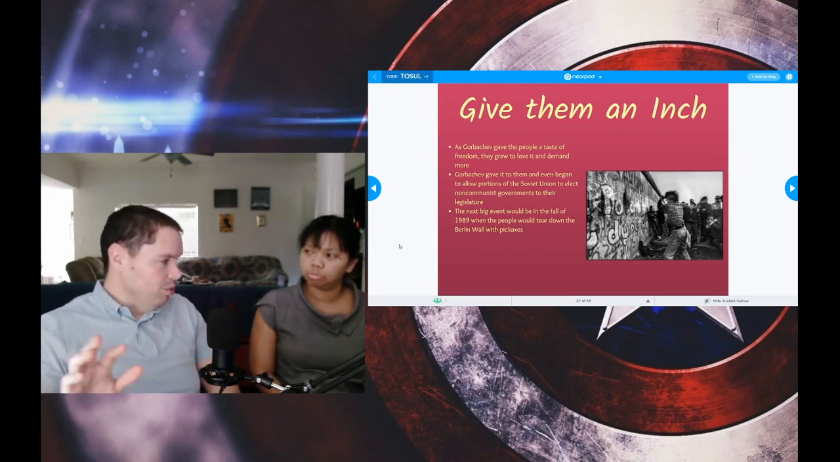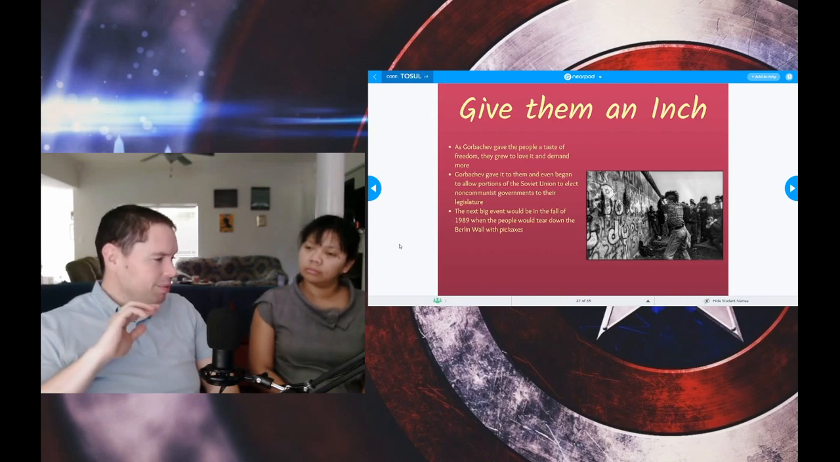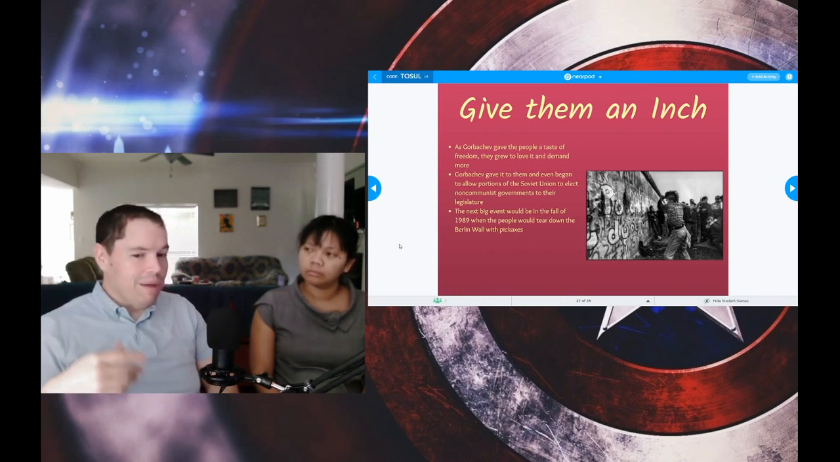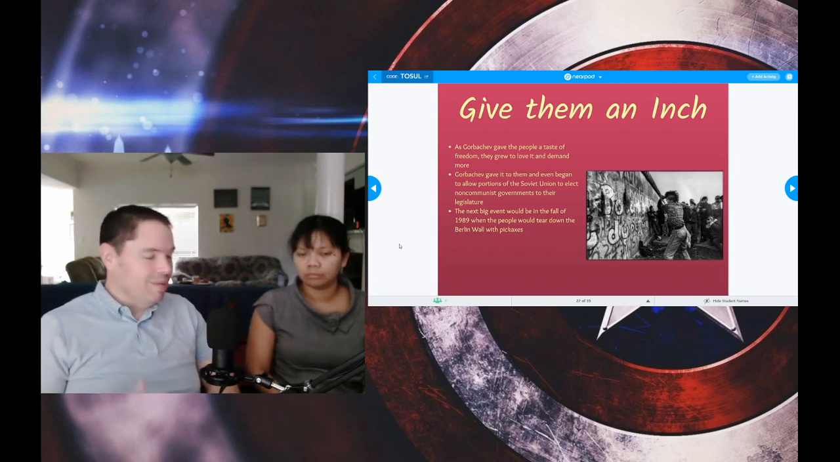Which is huge, right? It used to be the primary was the only thing you were fighting for. Once you had the nomination, you were just going to walk in. Now they're allowing some of these states to have non-communist leaders, and that's a huge thing, right?